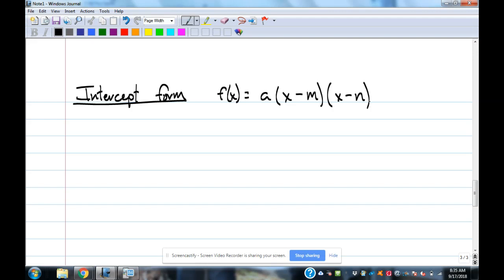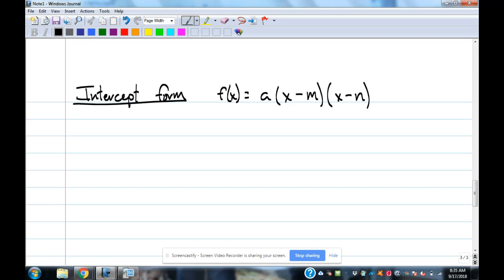Last week, we called that what form? If it looks like this, with the parentheses, what have they already done to it? They've already factored it, right? Intercept form and factored form are the same thing. The reason they call it intercept form is because all you've got to do to find the x-intercepts is set each set of parentheses equal to 0 and solve it. So they call it intercept form because it's so close to getting the x-intercepts.